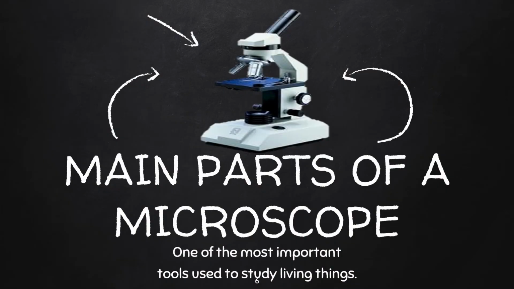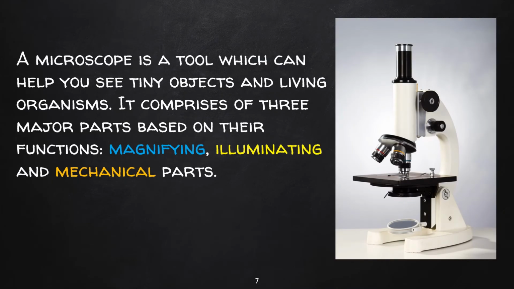Now let's proceed to our main topic, which focuses on main parts of a microscope. Yung microscope is isa sa pinaka-importanteng kagamitan na ginagamit to study living things, specifically yung mga microorganisms na hindi kayang maobserbahan gamit yung dalawang mata natin or through our naked eye. A microscope is a tool which can help you see tiny objects and living organisms. Binubuo siya ng tatlong major parts, namely magnifying, illuminating, and mechanical parts.